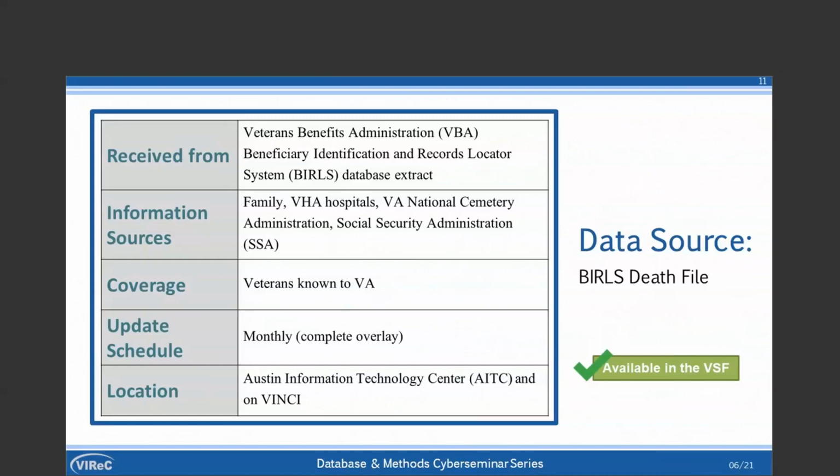Okay, so we're going to talk first of all about the various data sources for dates of death in the VA. The first is the BIRLS, or Beneficiary Identification Records Locator System, which is part of the VBA databases, and so they have a great stake in finding out if someone has been deceased, because they don't want to give benefits to people that are no longer living. So this file does feed into the vital status file.